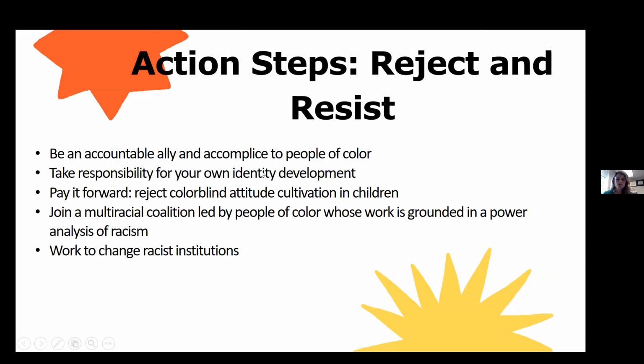Reject when people cultivate a colorblind attitude in children. Actively reject that, and provide opportunities for your children and the children that you know to move through the phases and to reject that colorblind attitude. Because that attitude was cultivated for multiple generations, and we're kind of seeing that now in terms of where people are with their development.